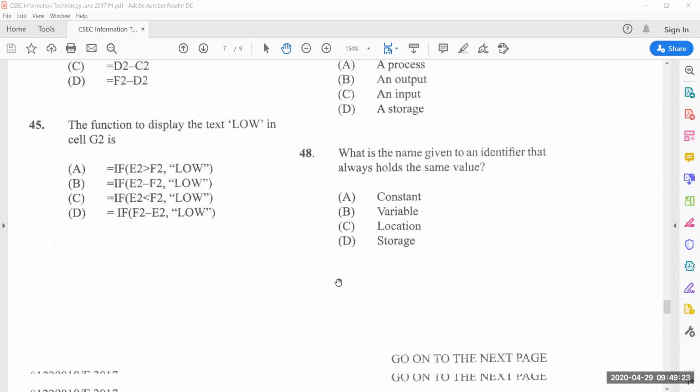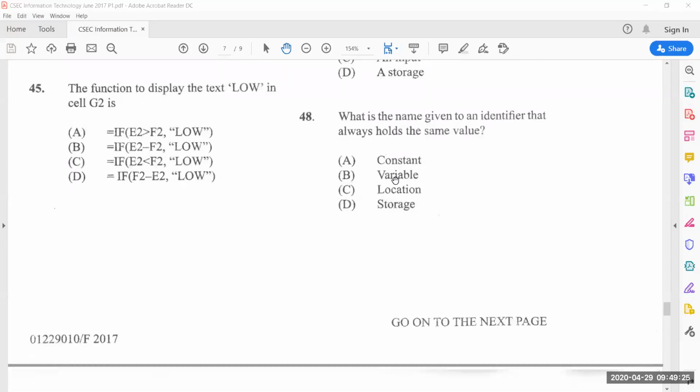Right. Okay. 48. What is the name given to an identifier that always holds the same value? All right. So the answer for this will hold a value and it will not change for the execution of the program. And the answer is A, a constant.